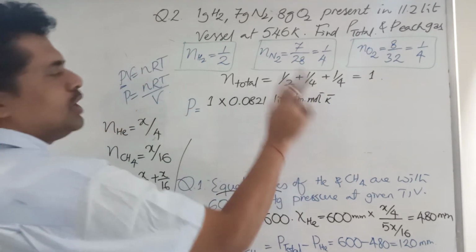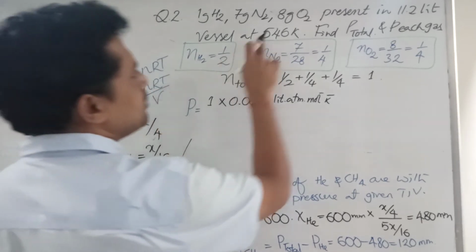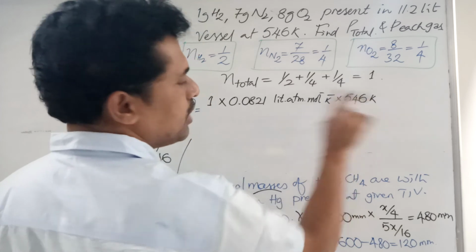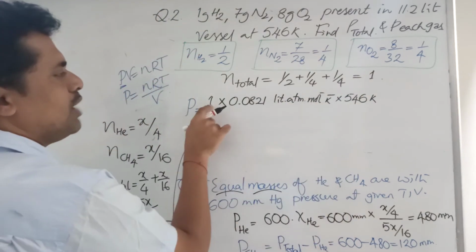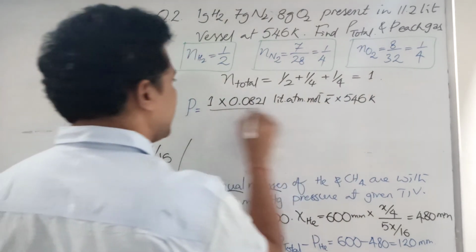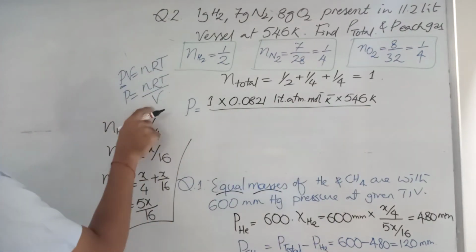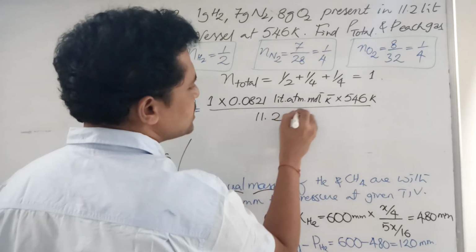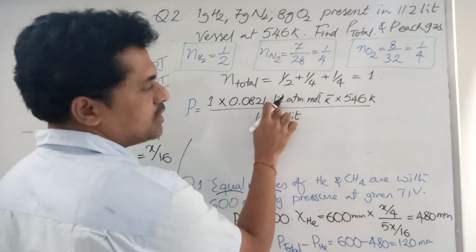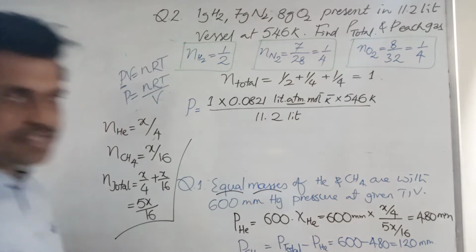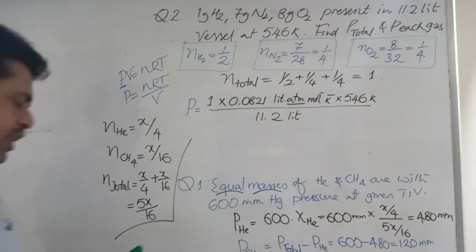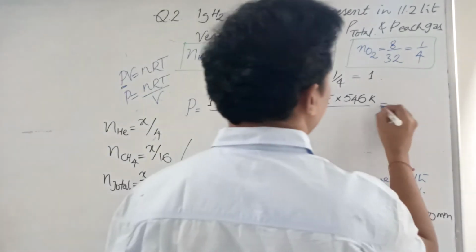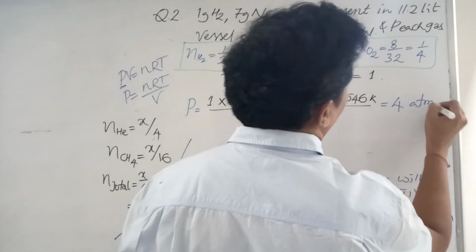1 mole. Temperature must be in Kelvin. Luckily it has been given in Kelvin only. So Kelvin per Kelvin, Kelvin can be cancelled, and 1 mole can be cancelled. In nRT by V, the volume is given as 11.2 liters in the question, so the liters will be cancelled and you are going to get the answer in atmospheres. 1 into 0.0821 into 546 by 11.2, if you solve this, you will be getting 4 atmospheres pressure.